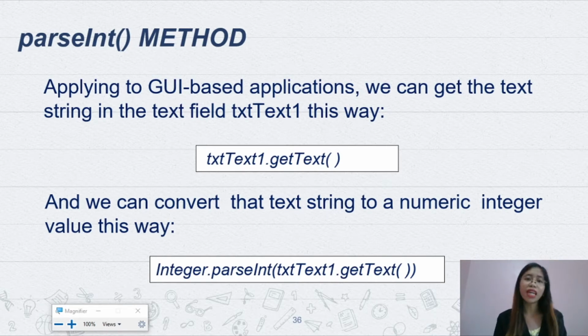Makukuha mo yung input, yes, with the help of getText, pero hindi mo siya pwedeng gamitin sa computation unless you will use the ParseInt method. No, Integer.parseInt, and then within that parenthesis, tsaka mo ilalagay yung txt1 or yung text field na merong laman na text.